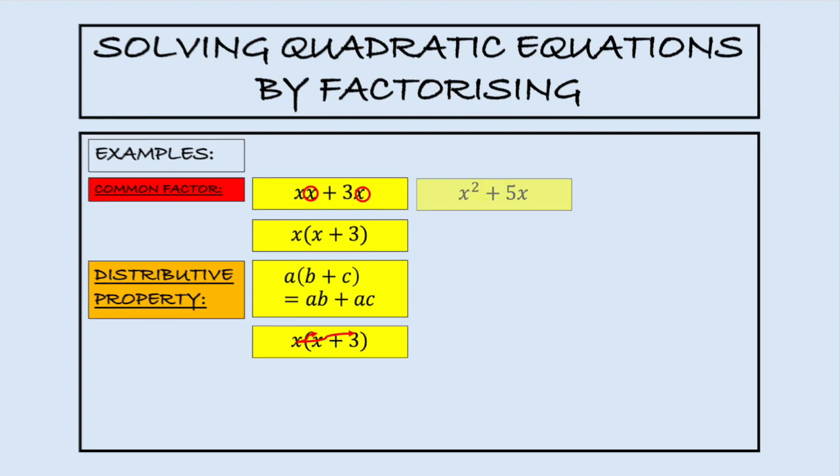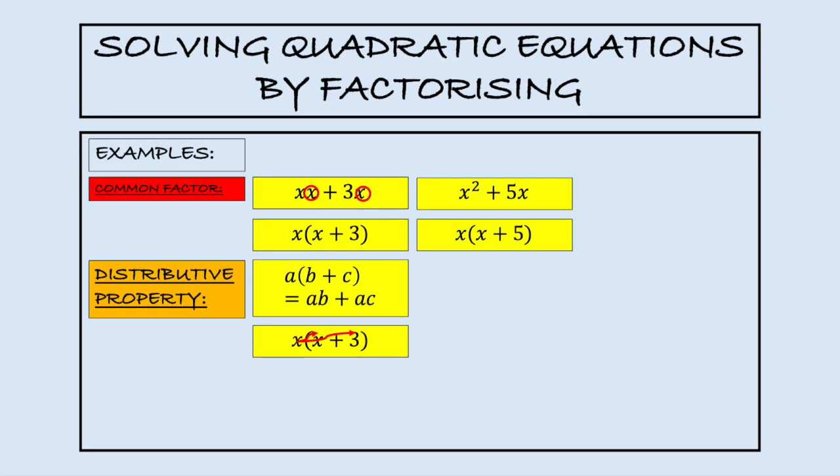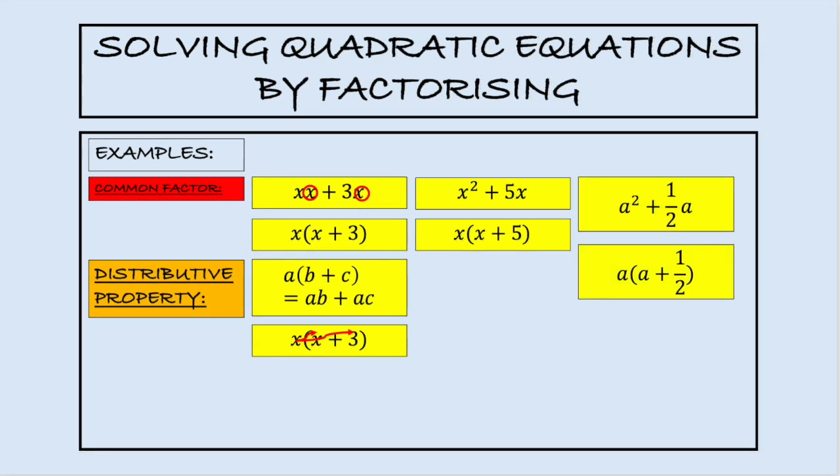Let's take another example, such as x squared plus 5x. Again, the common term is x, so we bring x out of the equation to get x times brackets x plus 5. A slightly harder example is a squared plus half a. The factorization of this expression is the same as the ones we have been doing for the past two examples. With a being the common term, we bring it outside to form the expression a times brackets a plus half.